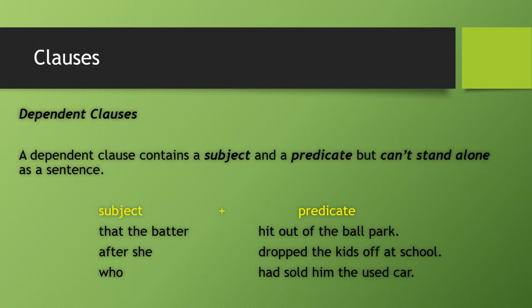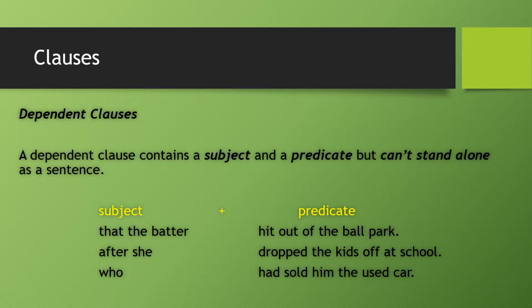Now, a dependent clause, in contradistinction to the independent clause, contains both a subject and a predicate, but it can't stand alone as a sentence because it doesn't make a complete thought. That the batter hit out of the ballpark. Well, we've got a subject, that the batter, and we've got the predicate, hit the ball out of the ballpark.